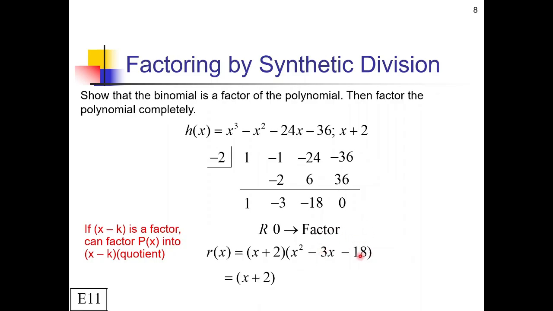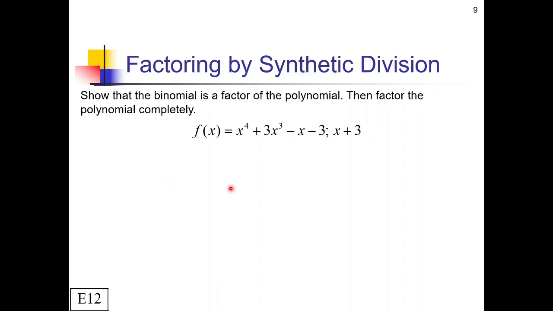So we've got 1 and 18, which doesn't work. 2 and 9 does not work. 3 and 6 works if we have positive 3 and negative 6. So we can factor this into x plus 3 and x minus 6. And now we are factored completely.